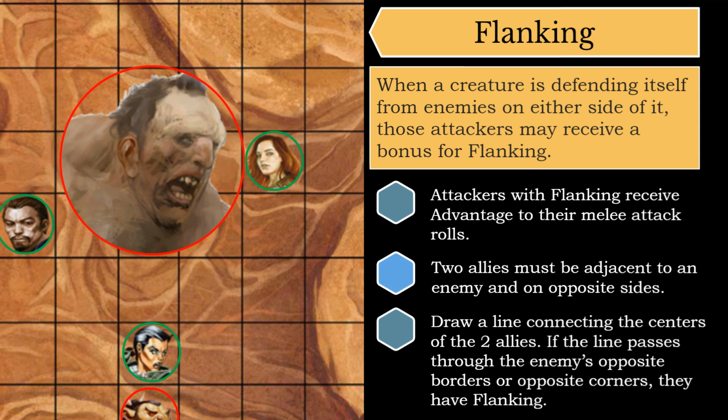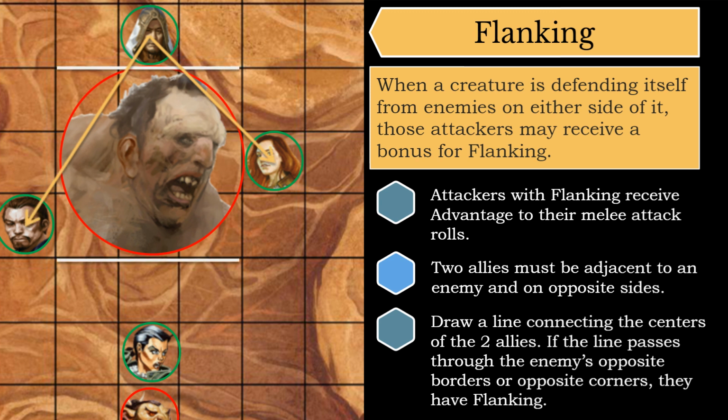In the second example, Melik joins the fight. The giant is also being attacked by two of his allies, Quinn and Dela, but if we draw lines from Melik to both of them, neither of those lines pass through the opposite border of his target. And he can't draw a line to Jazeera because she is not adjacent to the monster. Therefore, Melik is not flanking the giant.